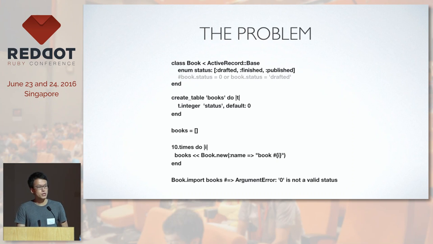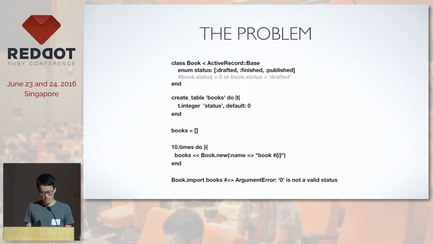Some problems come once we use enum in Rails. Enum is a feature since, I think, Rails 4.1. Basically, you can define the enum attributes, for example, the status here must be either drafted, finished, or published. But somehow the value saved in the database is always an integer. So drafted is 0, finished is 1, and published is 2. However, to do the assignment, you can say status equal to 0 or status equal to draft. Only the integer is saved. Sometimes in the migration, you want to have a default value for the status. But once we use that, boom, the ArgumentError says integer 0 is not valid.